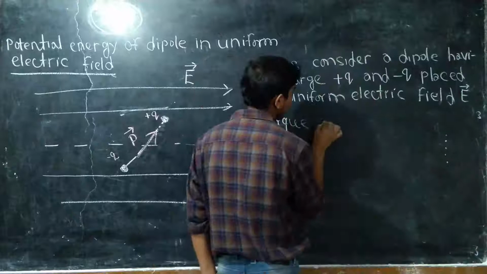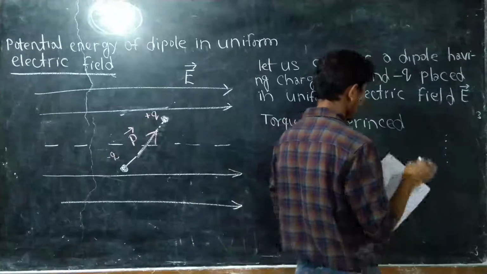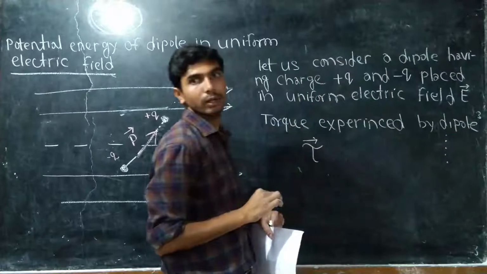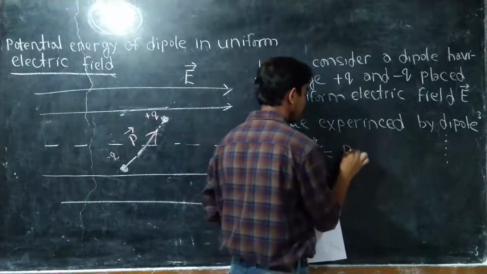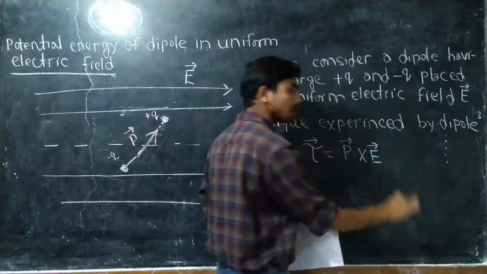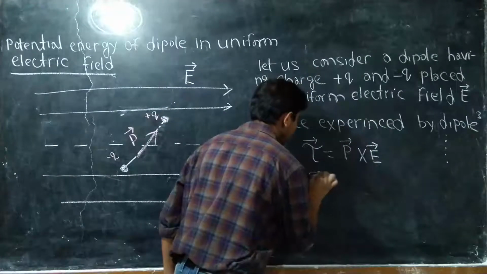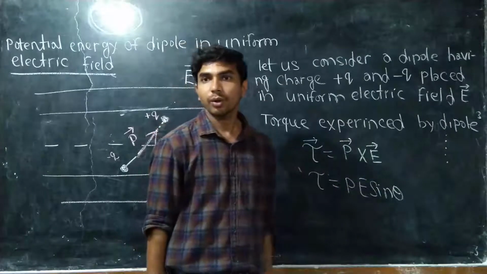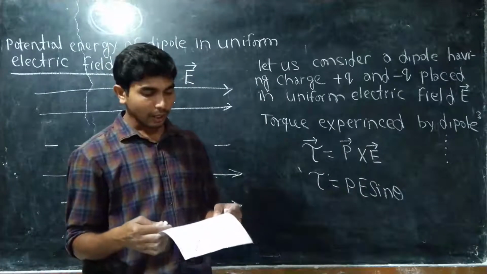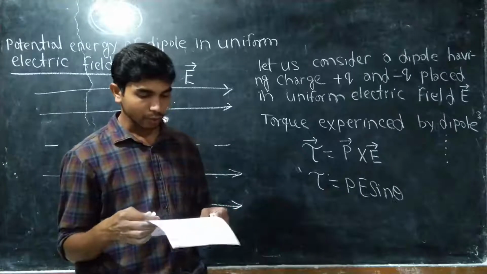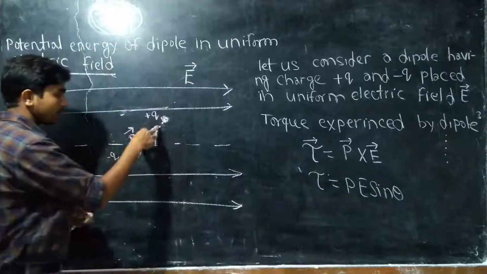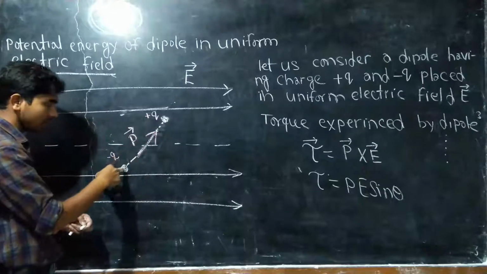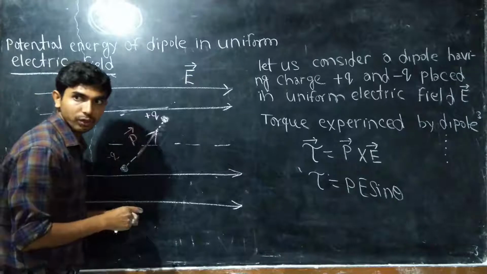So the torque experienced by the dipole is P cross E, right? And if I write it in magnitude form, we can write P E sin theta, yes or no? Where theta is the angle between the electric field and the dipole, right? Now this is straight, okay? Somehow it does not look straight, but this is straight, so you try to draw it straight, okay?